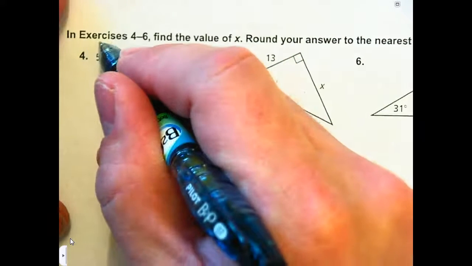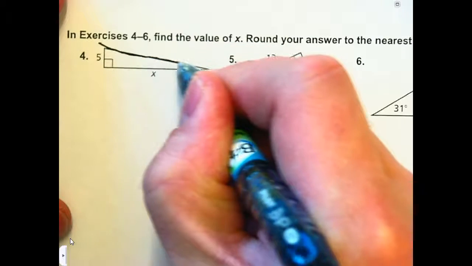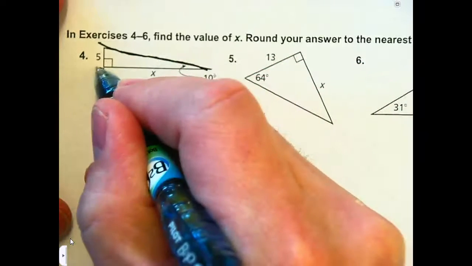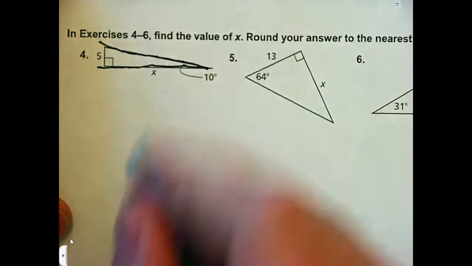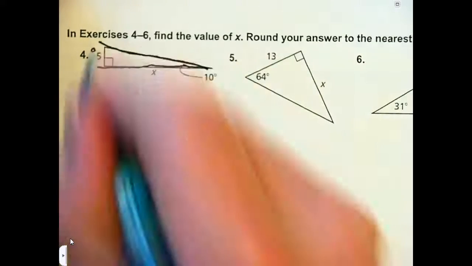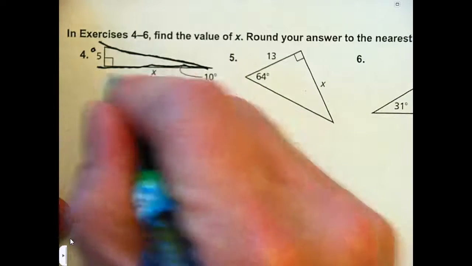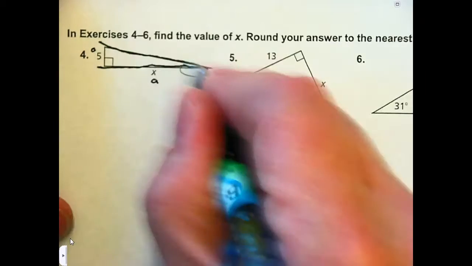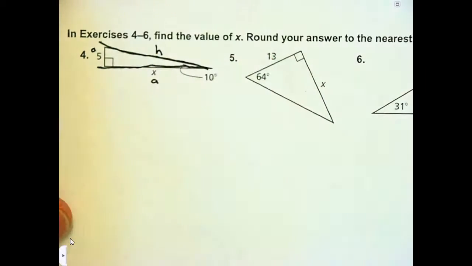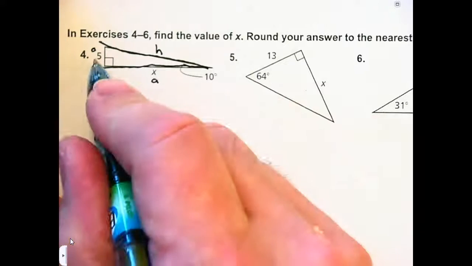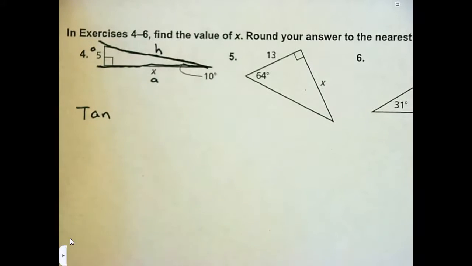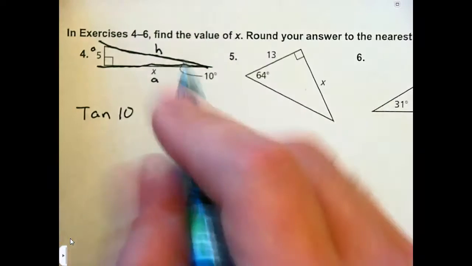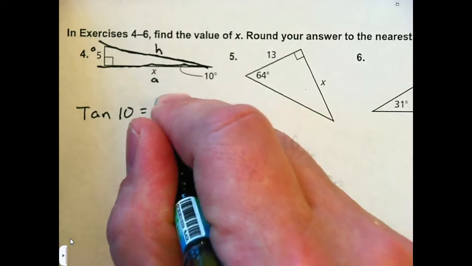In this triangle, I am tracing this angle, the angle they give me. Reality is you could find the other acute angle if you wanted, but they give you that one's 10. If I trace that, the side I didn't trace is opposite. The other leg that I traced is adjacent. The longest side is the hypotenuse. I'm looking for the adjacent and I'm given the opposite, so I'm using the tan function. The tan of my angle, 10, is equal to the opposite over the adjacent.